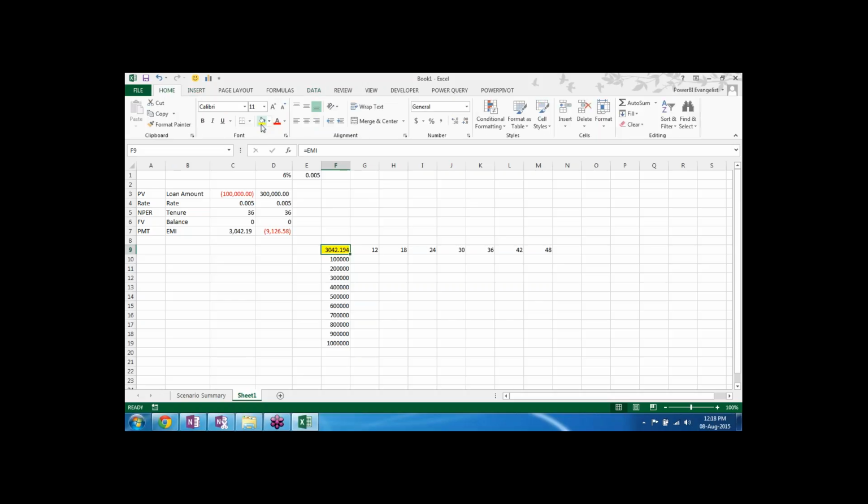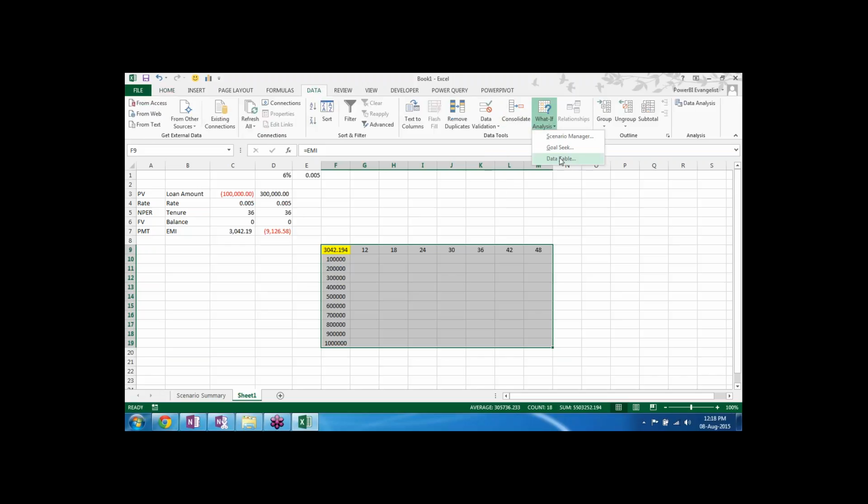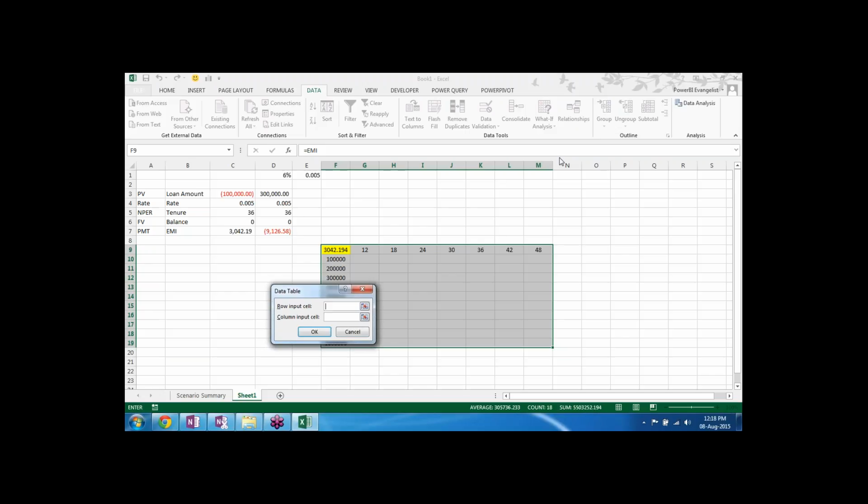This is the point. Now to make a data table, first of all, we have to select this particular table. Then we go to Data, then Data Analysis, then Data Table. See how simple it is. It takes only two parameters: row input and column input. So the row input is this one. If you move this way, what is there? Tenure.